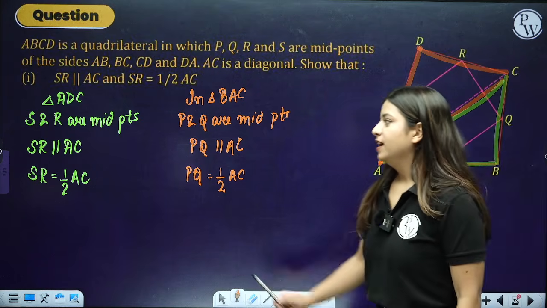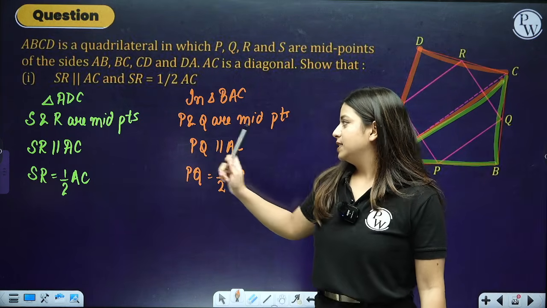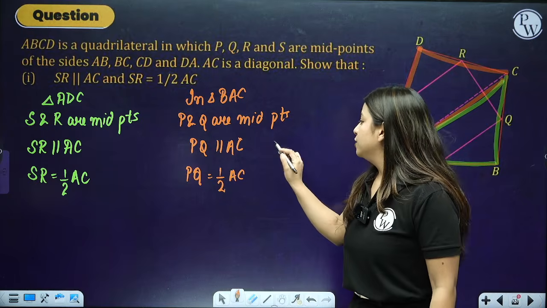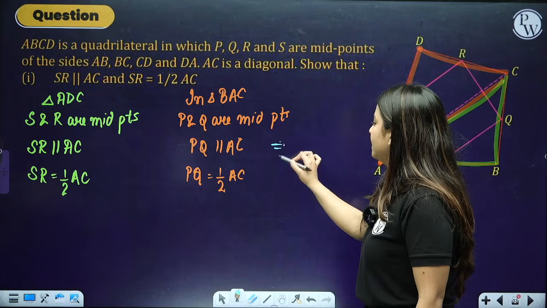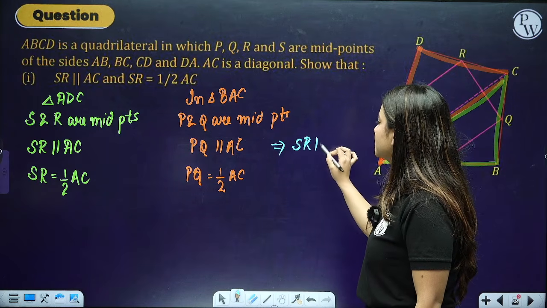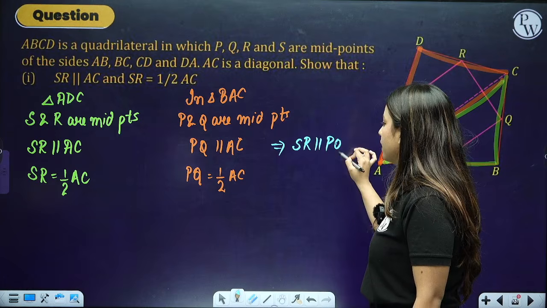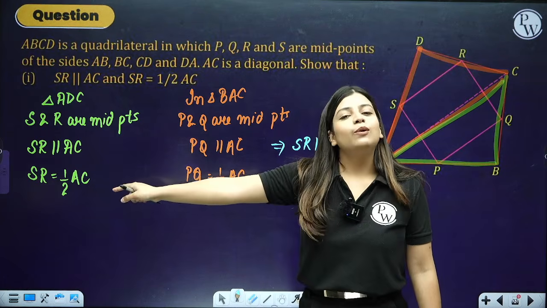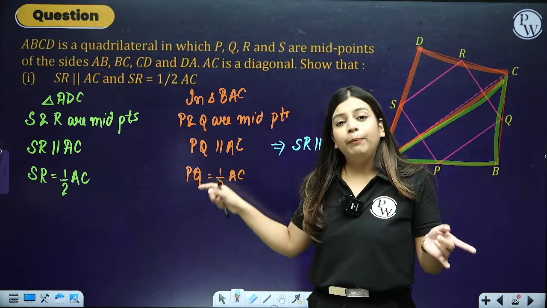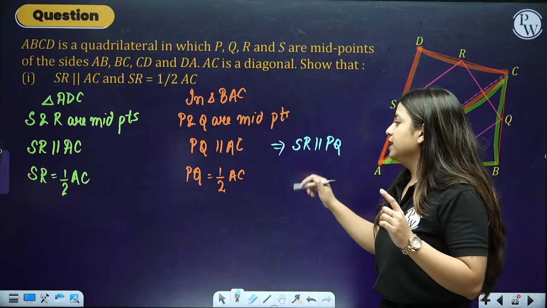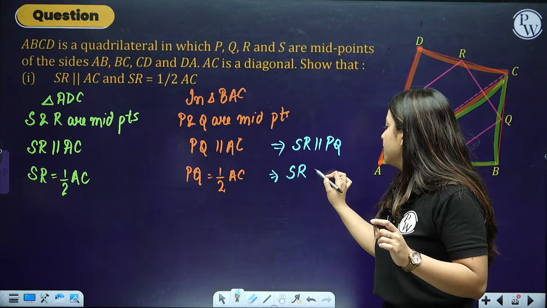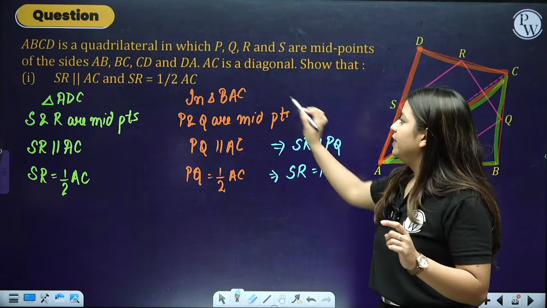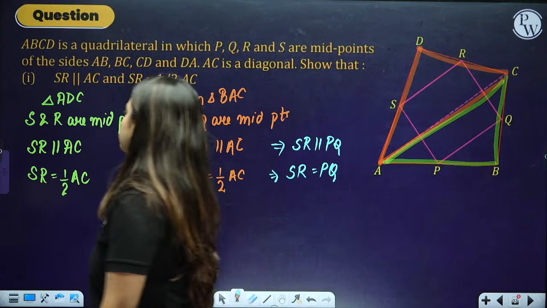Now see, if SR is parallel to AC and PQ is also parallel to AC, we can simply say that SR is parallel to PQ. If SR is equal to half of AC and PQ is also equal to half of AC, from here we can say that SR is equal to PQ, and this is what was asked in the question.